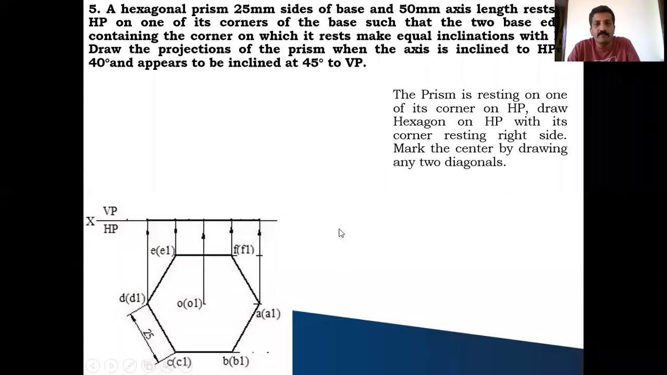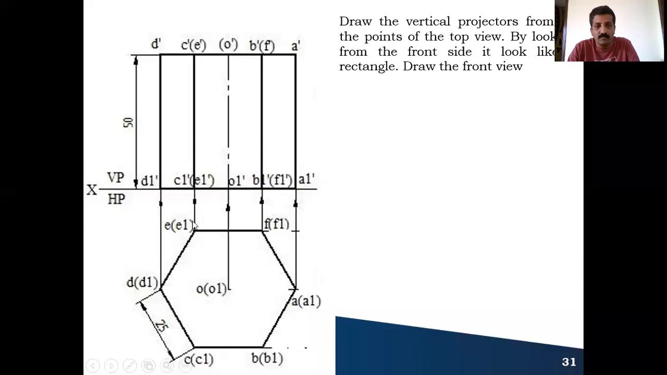So to get the front view, you keep on drawing the vertical projectors from all the corners of your top view till it meets the XY line. Now, the axis height he has given is 60 millimeter. So you take that height from the XY line, above the XY line, and draw one horizontal line. Till this horizontal line, you keep on extending these projector lines. Okay, and then construct this rectangle. In the front view, it looks like a rectangle.